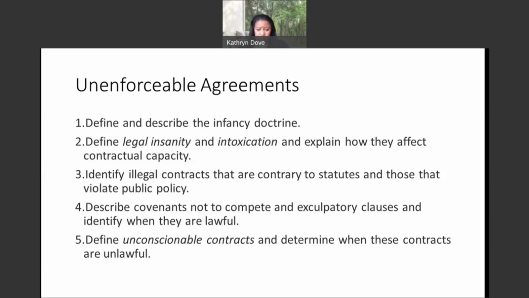There are other types of unenforceable agreements as well. One would be a contract that is entered into by somebody who is not of the age of majority. Contracts entered into by minors might be unenforceable under the infancy doctrine. Contracts that are entered into by someone who lacks the mental capacity to form an intent to contract may be unenforceable.